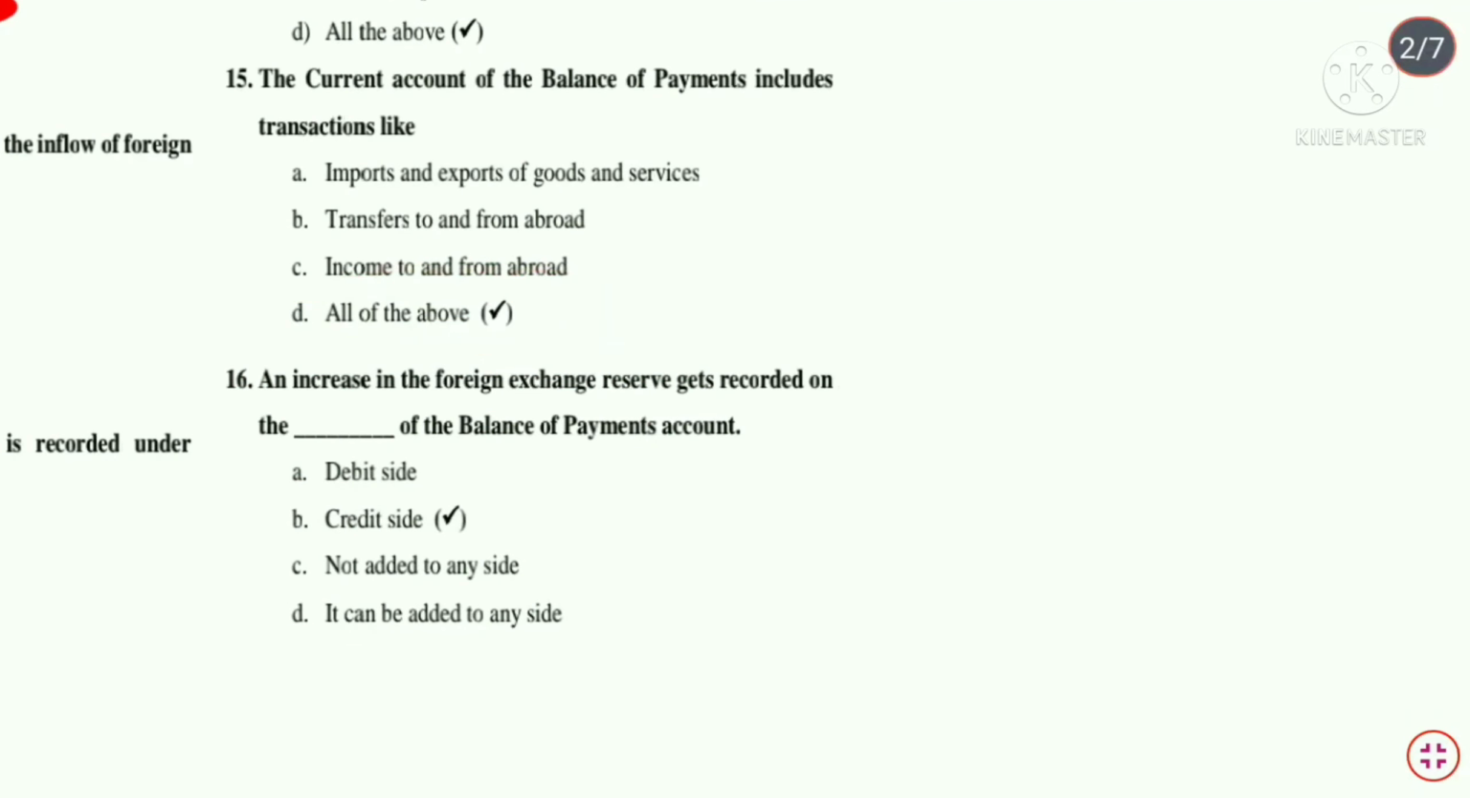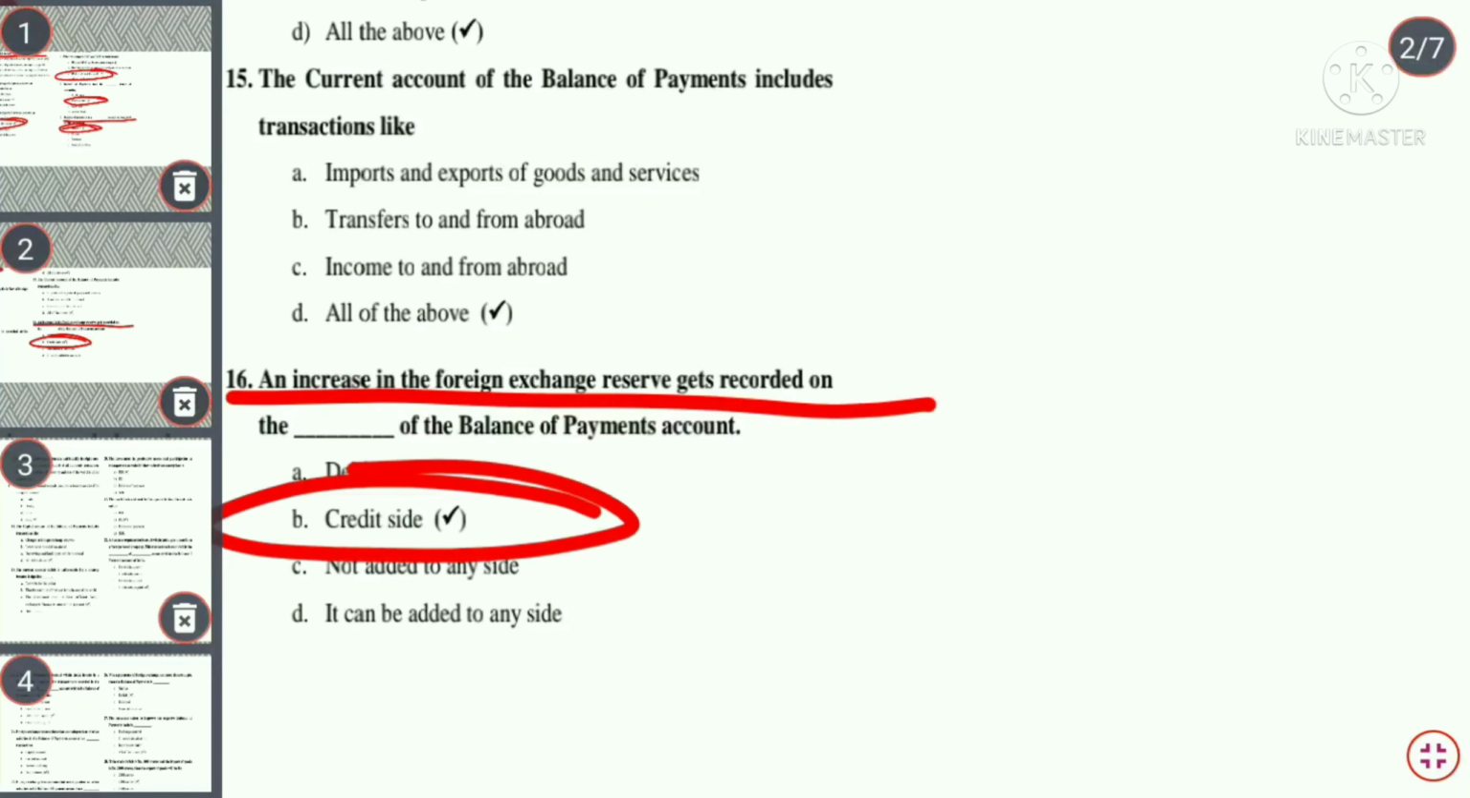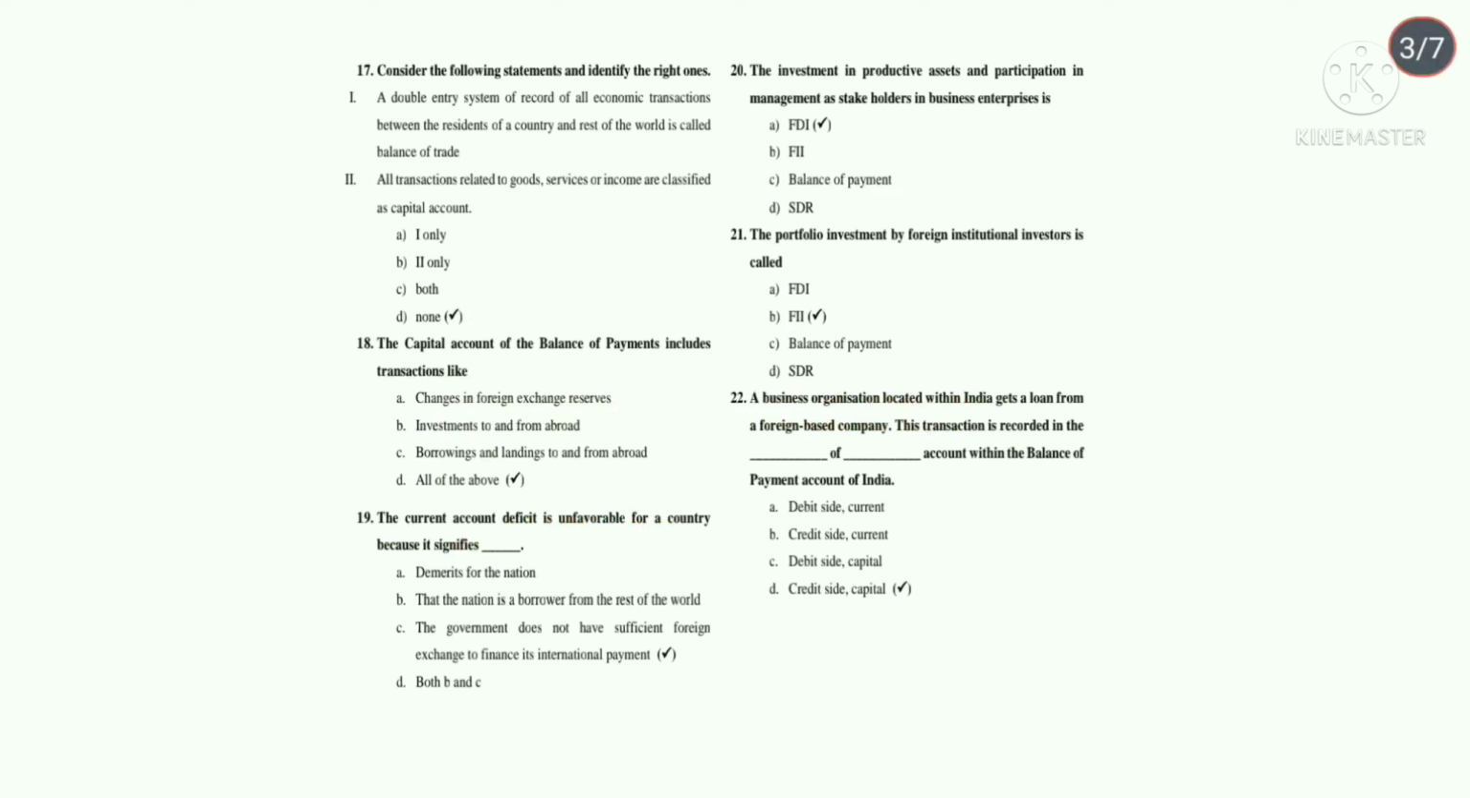Next question, that is inflow, an increase in the foreign exchange reserves gets recorded on the dash of the balance of पेमेंट अकाउंट. मैंने पहले ही कहा कि जो इनफ्लो ऑफ फॉरेन एक्सचेंज होता है वो that is recorded on the credit side and the outflow of foreign exchange is recorded on the debt side. That means option B, credit side, is the correct answer.